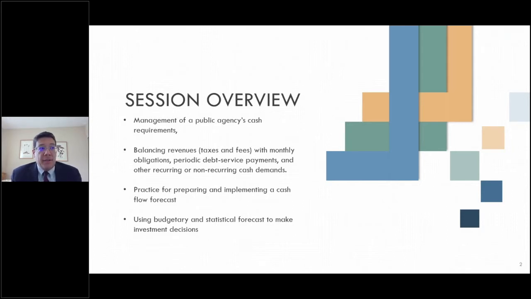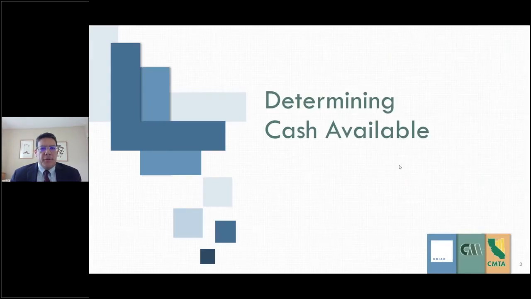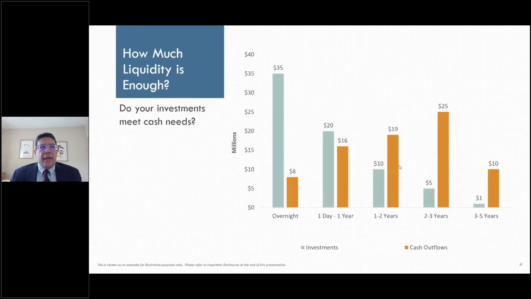We're going to talk about preparing and implementing a cash flow forecast, and we're going to look at both a budgetary approach to it as well as a statistical approach and discuss some of those instances where one might be more appropriate than the other. So let's dive right in.